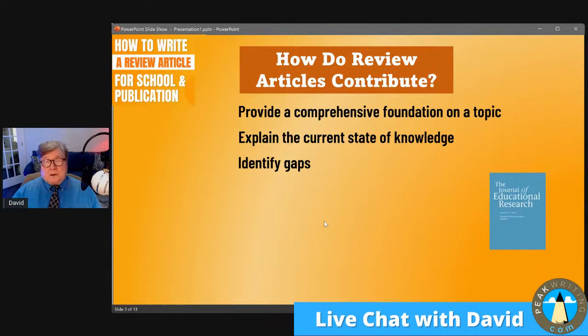Also, review articles identify gaps. Sometimes review articles do nothing more than suggest what further research can and should be done. And that is a major contribution of review articles. Then other researchers can read the review article and say, okay, I feel like I need to fill that gap.